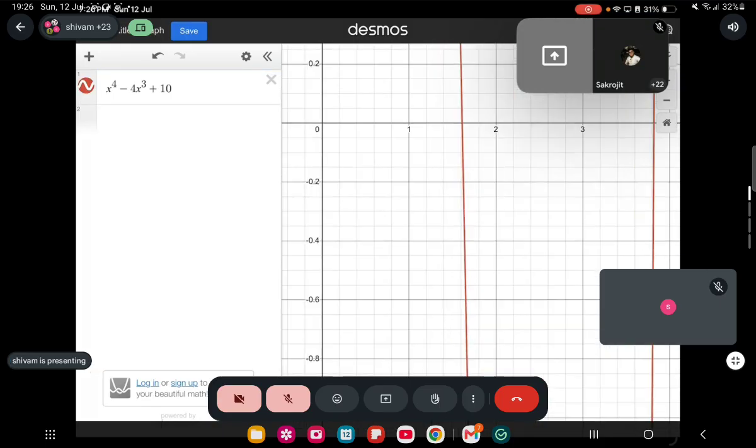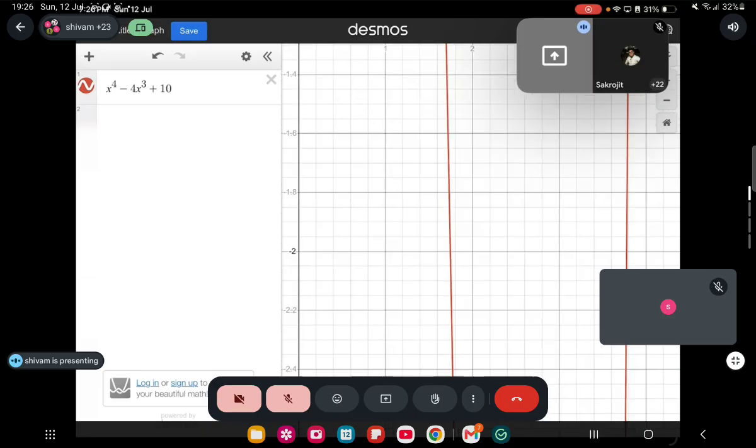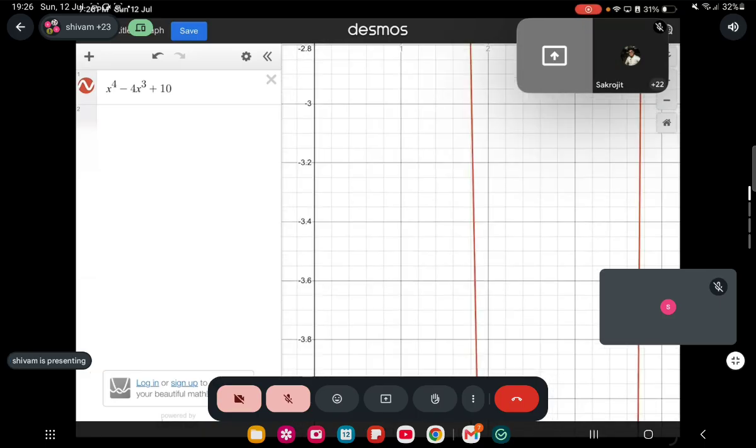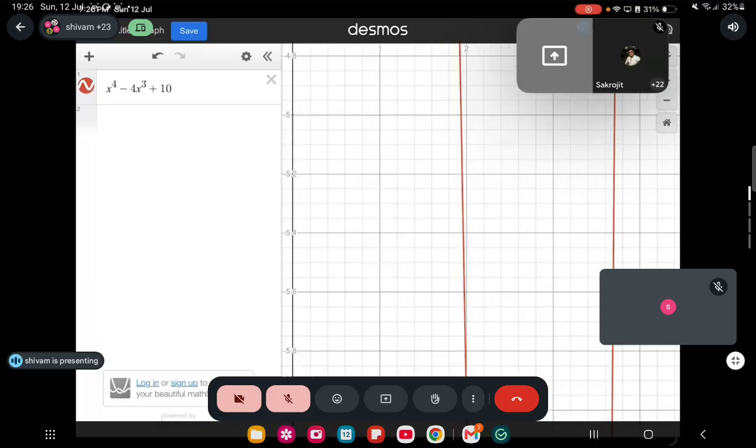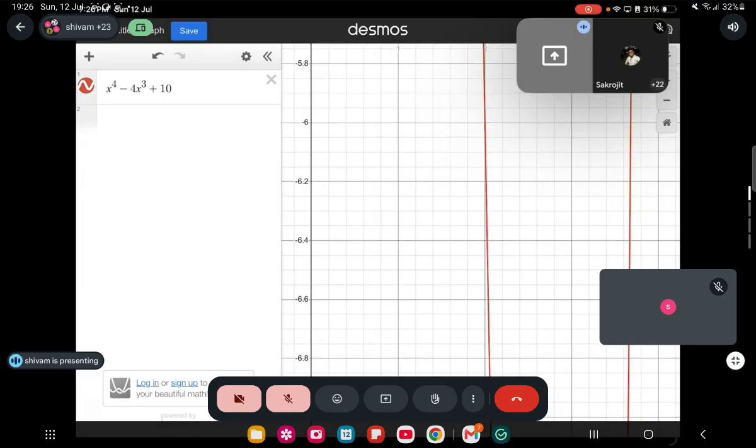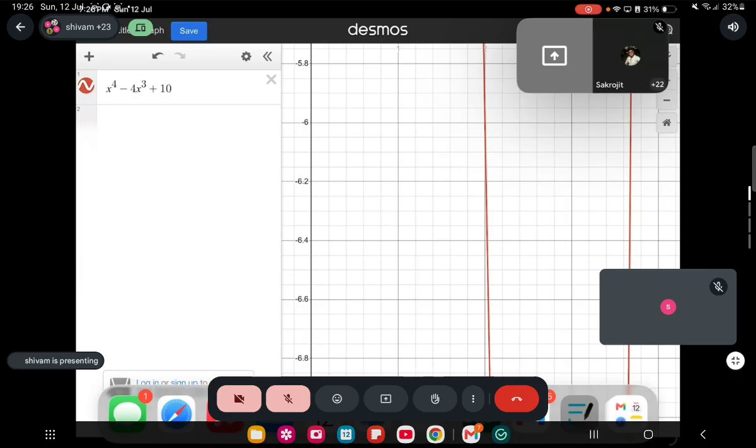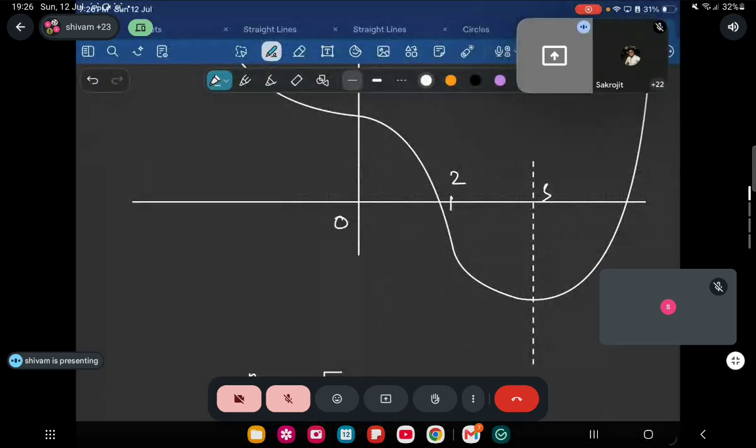See, it is decreasing. Over here somewhere it changes. Is it clear to everyone? Next, let us continue, everyone.